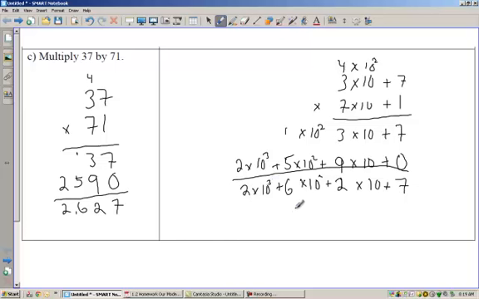This one's a little bit more difficult than the last one because you're carrying this 4 times 10 squared. But if you think about it a bit, I think it'll make sense.